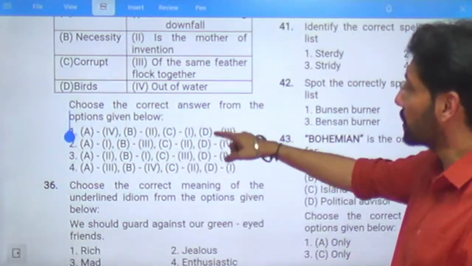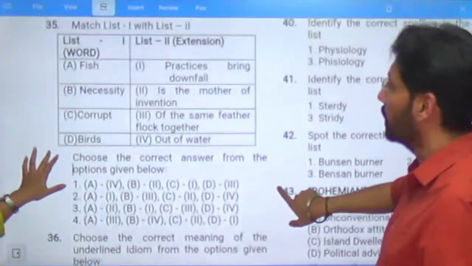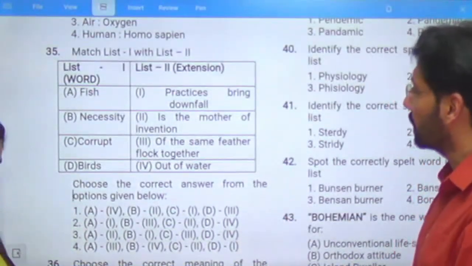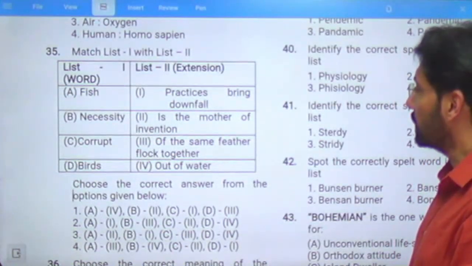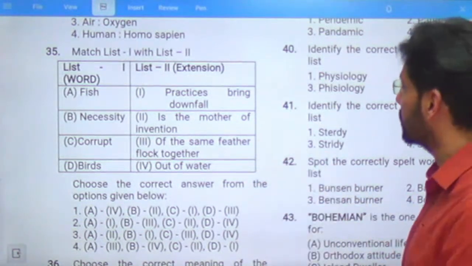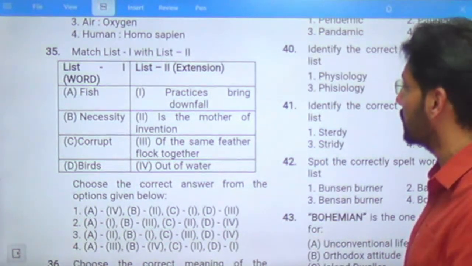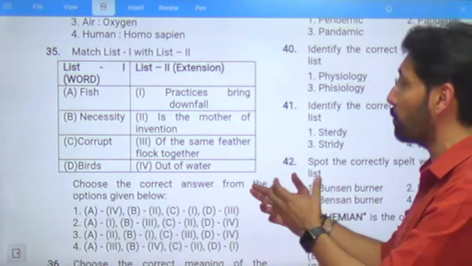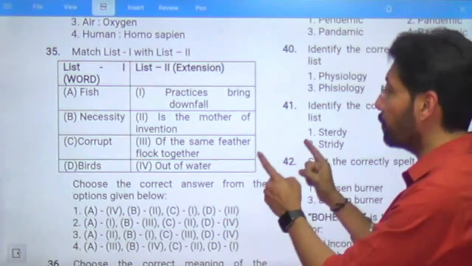Okay, this looks very interesting to me, ma'am. Can we discuss this one? Yeah, yeah, sure. Okay, so it says idioms and phrases. So I think it is fish practices bring downfall, necessity is the mother of invention. Okay, this is something where we need to complete the whole phrase.